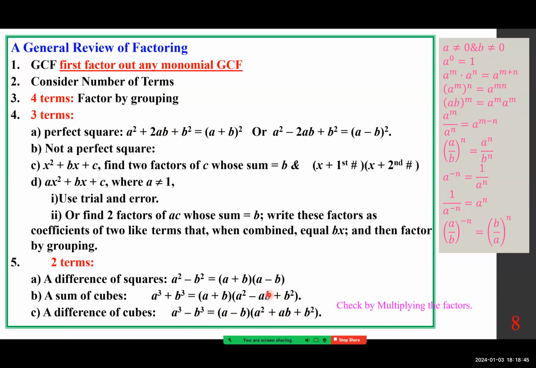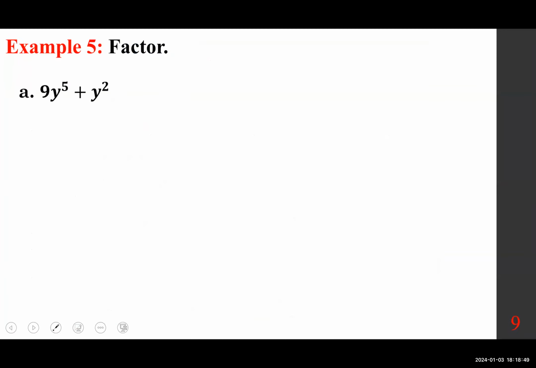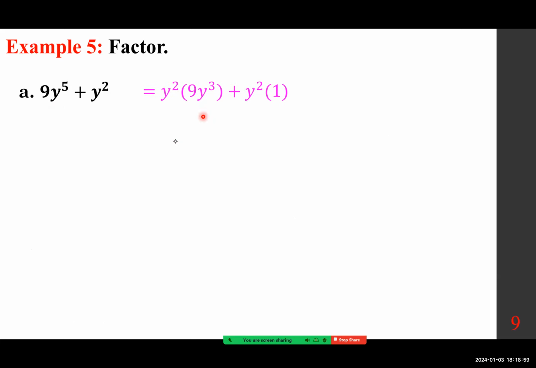And as always, you can check by multiplication. So simple case, you just take out the y squared. So this is the product of y squared and 9y cubed. This is y squared and 1. So it becomes y squared times 9y cubed plus 1. I hope everybody's comfortable.